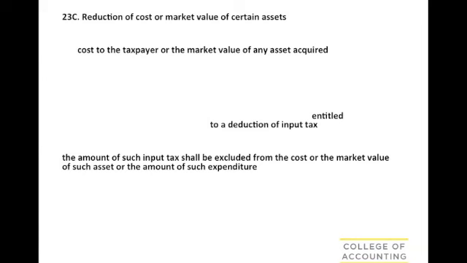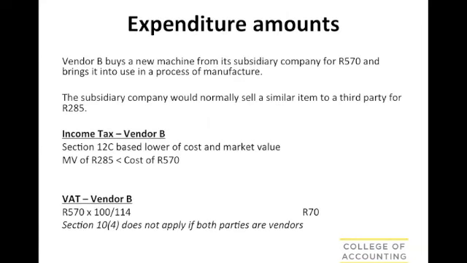What does that mean for our example transaction? Well, what section 23C means in this instance is that although our market value is 285 Rand, it must be reduced by the actual VAT incurred by vendor B and recovered from SARS. It's the actual VAT recovered, the 70 Rand. It's not the market value times 14 over 114. So the market value here must be reduced by the actual VAT, and the section 12C allowance is calculated on the net amount.